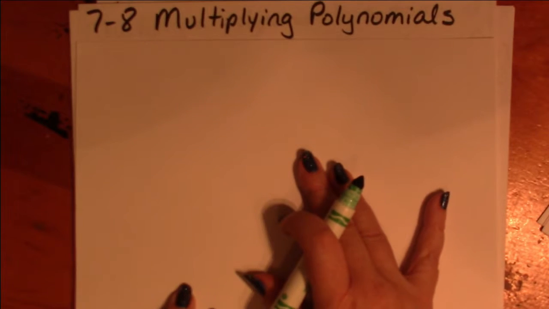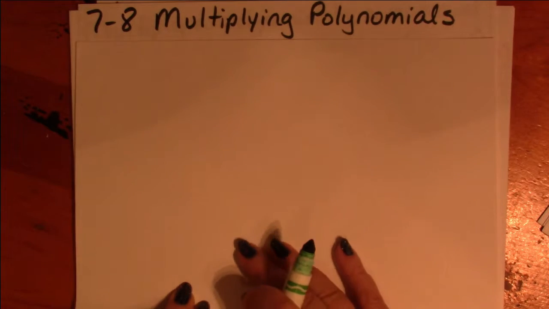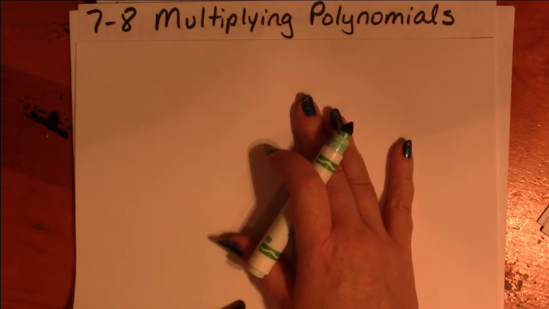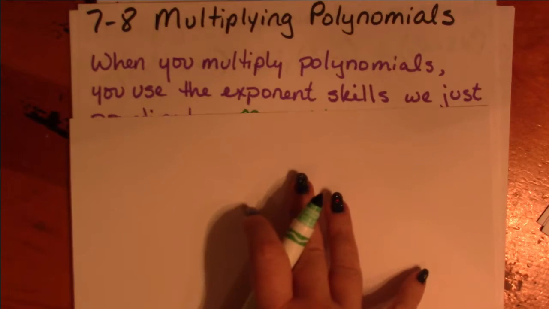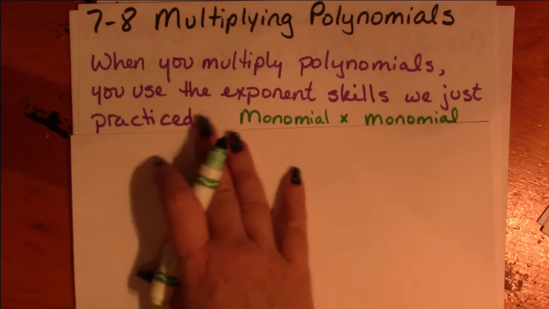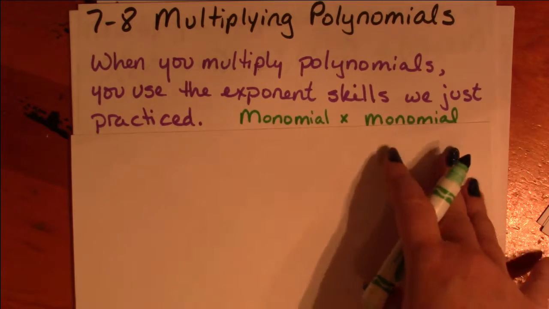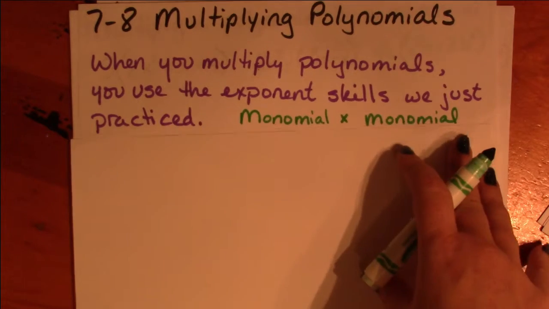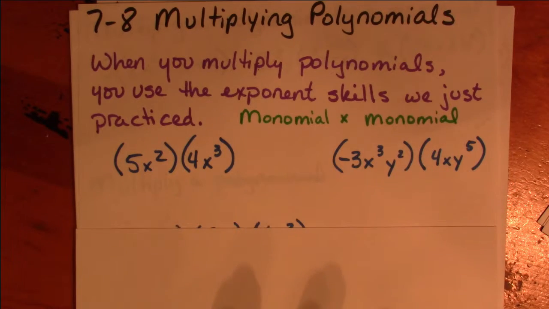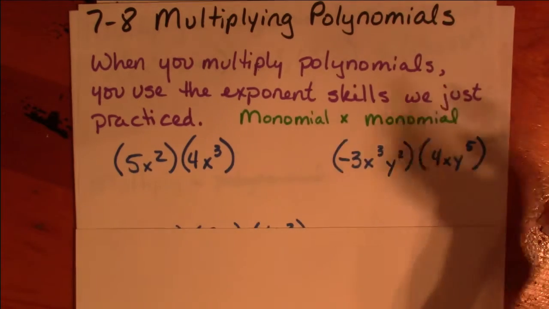Hello and welcome to Chapter 7, Section 8. Today we're going to learn about multiplying polynomials. When you multiply polynomials, you use the exponent skills that we just practiced. We're going to start with monomial times monomial, and this is something that should be review for you.